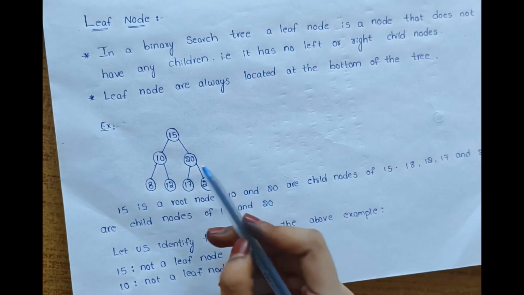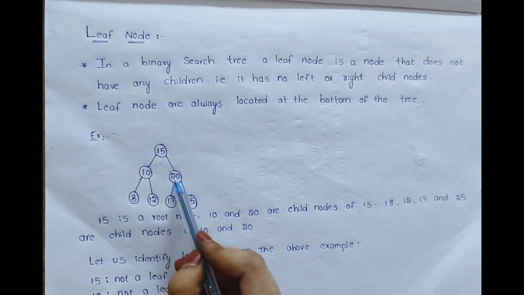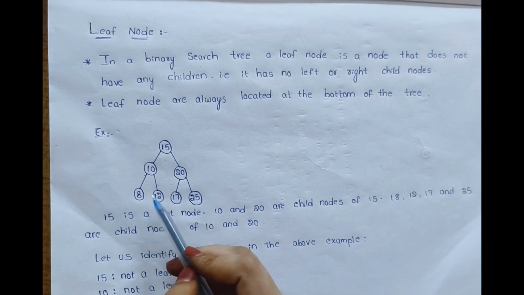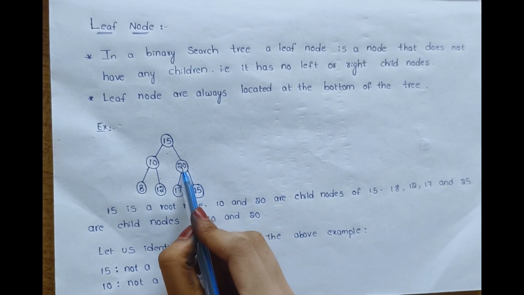Consider a tree. In this tree, 15 is a root node, 10 and 20 are the child nodes of 15, 18 and 12 are the child nodes of 10, 17 and 25 are the child nodes of 20.